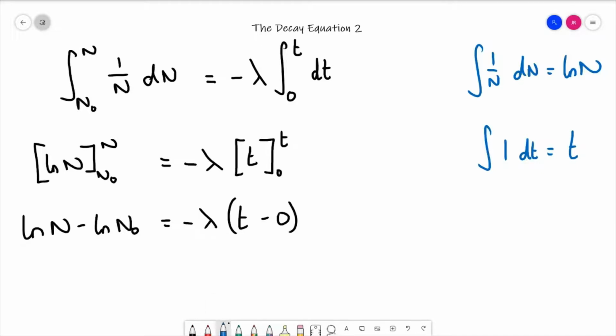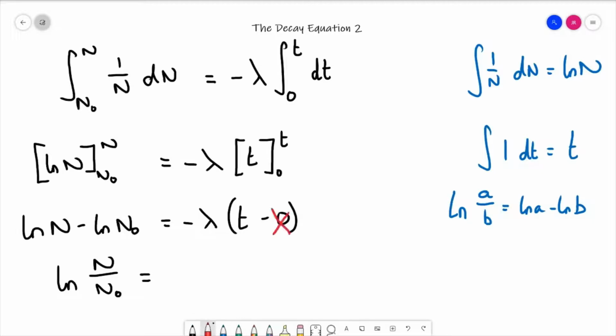At this stage, on the left hand side, we can apply one of our log rules and say that the natural log of a over b is natural log of a minus natural log of b. So if we work that backwards on the left hand side, we can see that what we have is the natural log of n divided by n0. On the right hand side, we'll multiply the brackets out. Obviously the 0 then becomes completely irrelevant to us, and what we're left with is minus lambda t.